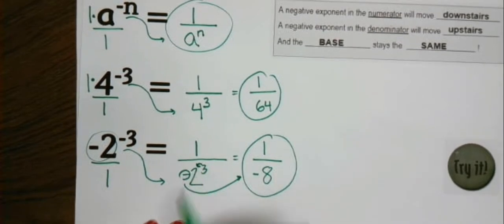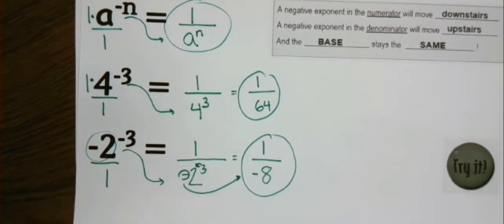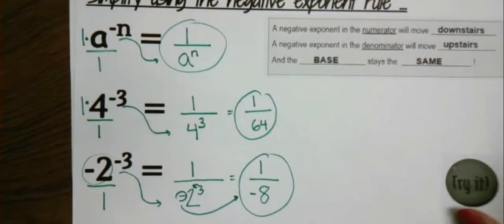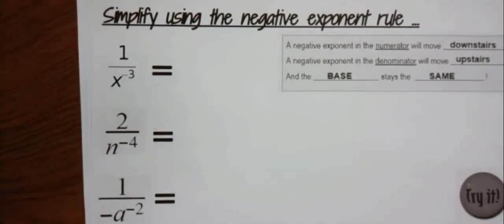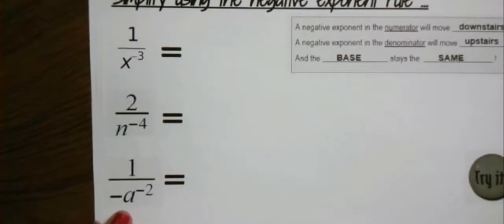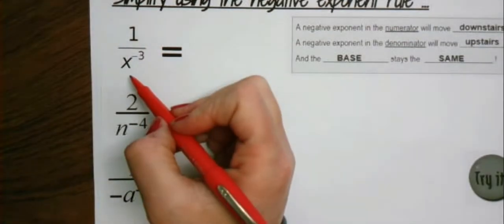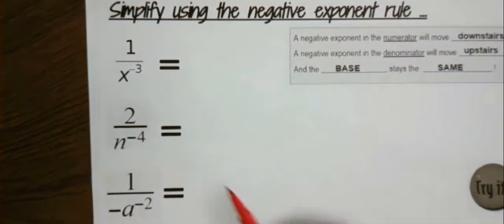Remember, the exponent only applies to whatever it touches. All right, let's take a look at these examples where I have the negative exponents downstairs. So let's see how this is going to be different. Okay, so I want to simplify. I can't have any negative exponents, so I want to rewrite this.